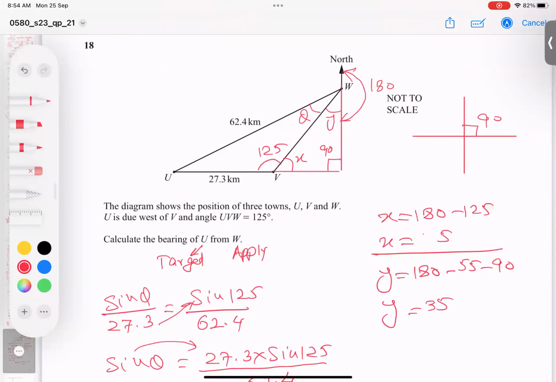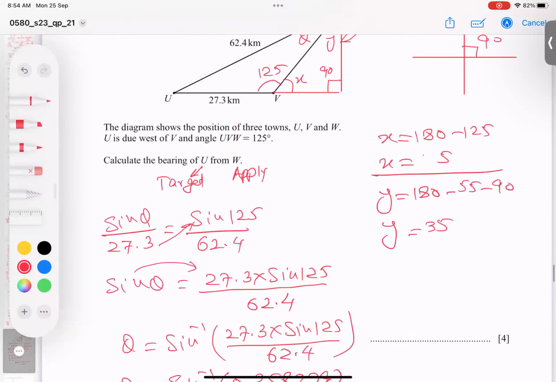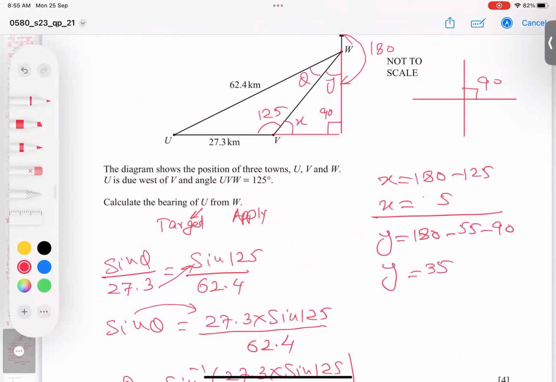Okay, so 180 minus 125, I got 55, and 90 minus 55, I got 35. Is that correct? I think I made a mistake. Oh no, you're correct.